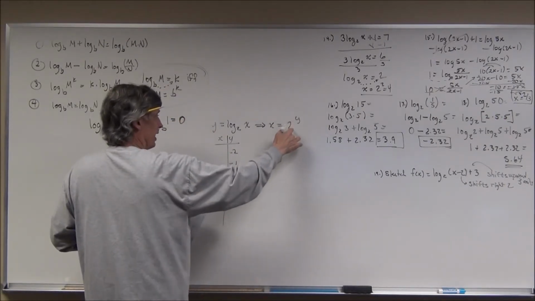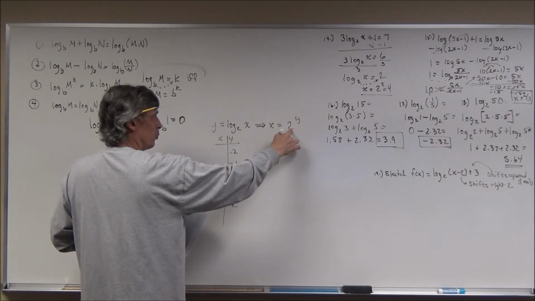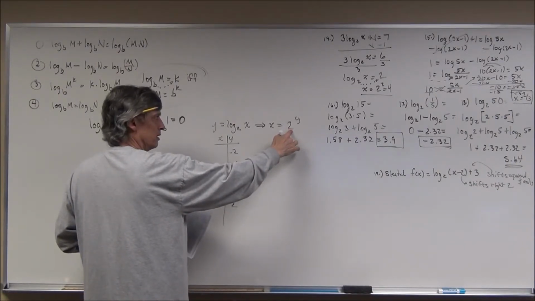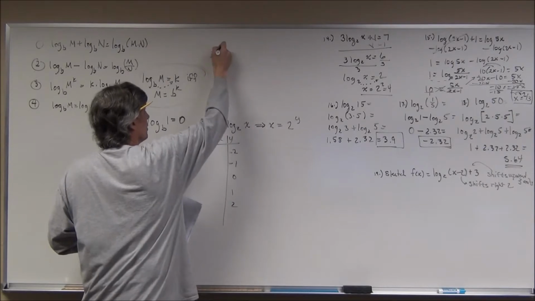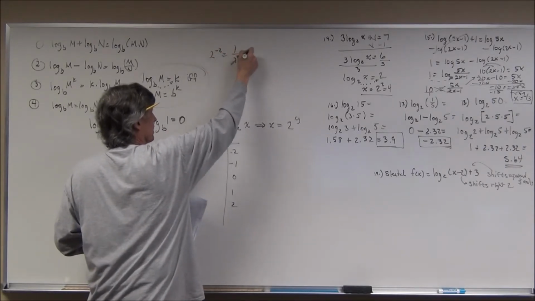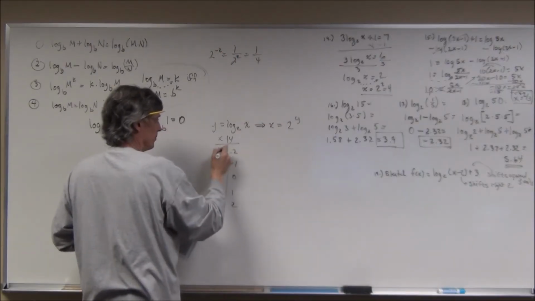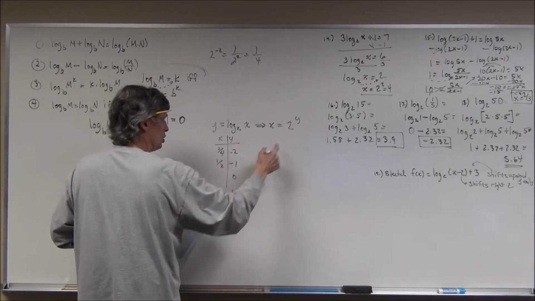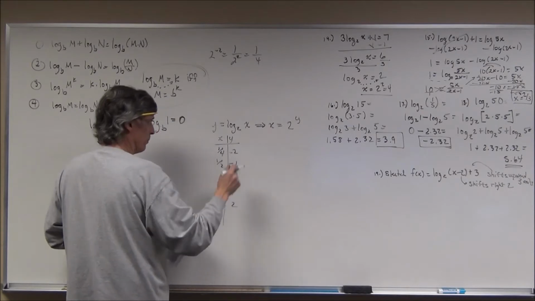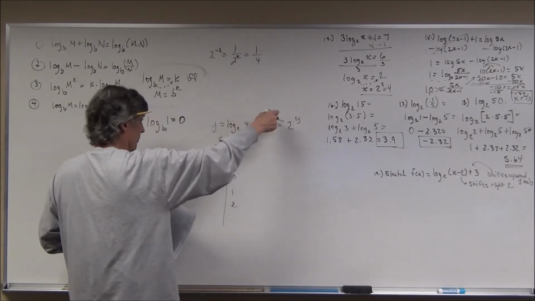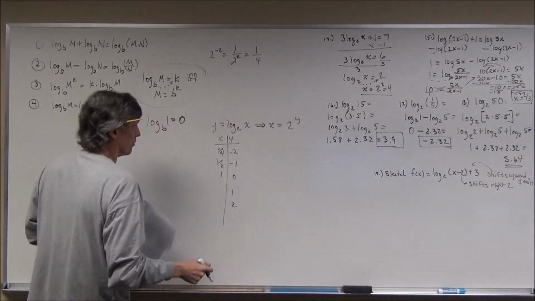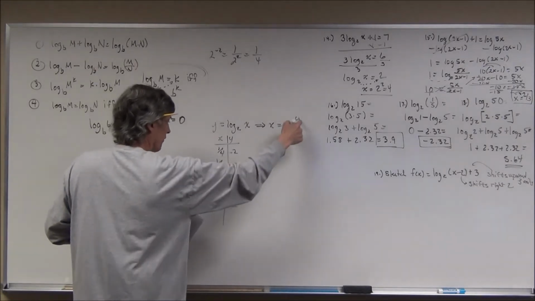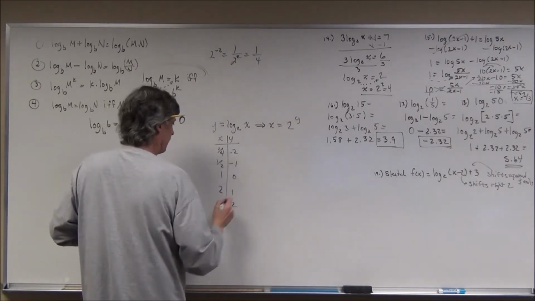2 to the negative 2 is 1 over 2 to the second. That's 1/4. So the x value is 1/4. 2 to the negative 1 is 1/2. 2 to the 0 is 1. Remember, any non-zero number raised to the 0 is 1. 2 to the first is 2. 2 to the second is 4.